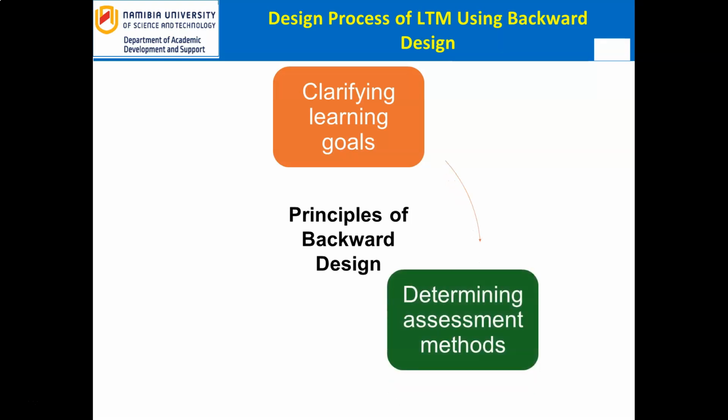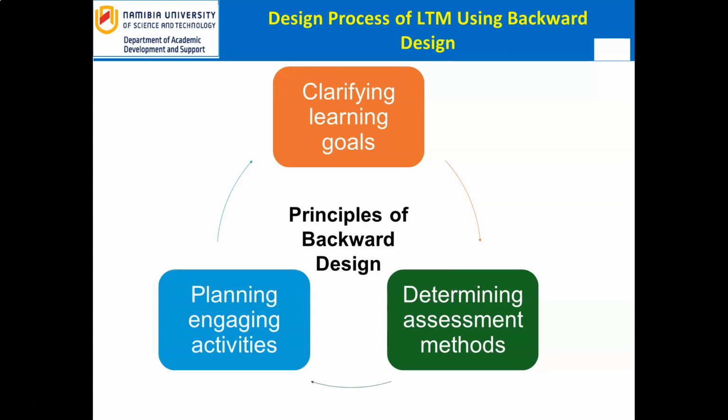Second, determining assessment methods. This principle helps academics design valid and reliable assessments that measure student achievement of the learning goals and outcomes as stipulated in the curriculum. By determining assessment methods before planning instruction, academics can ensure alignment and coherence between the learning outcomes and the assessment criteria. Determining assessment methods also helps academics select the appropriate types and levels of assessment, such as pre-assessment, formative assessment, and summative assessment, that can provide useful feedback and support for student learning.